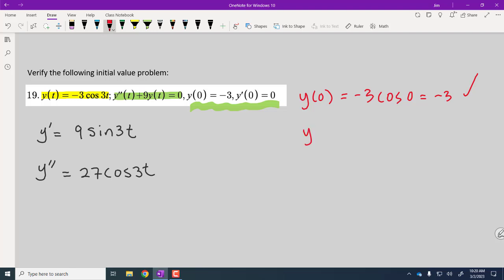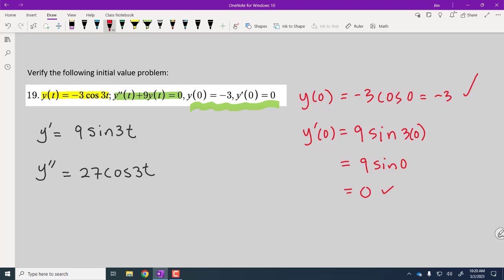Let's check the initial condition for the derivative. So we're coming down to our derivative right there. So that's going to be 9 sine of 3 times 0, which is 9 sine of 0. And what's sine of 0? 0. So this is 0. So that's checking also. So we just confirmed that both those initial conditions are working for this function.